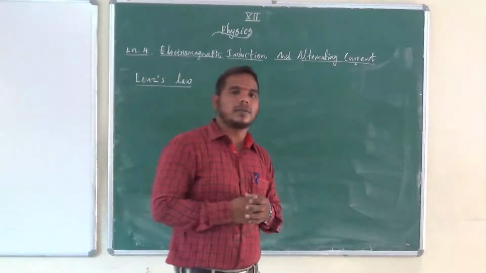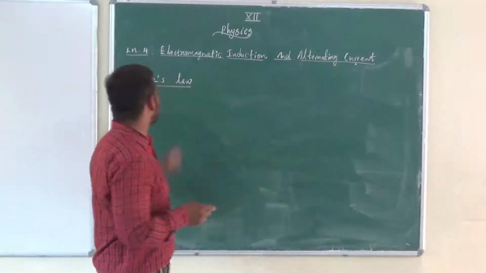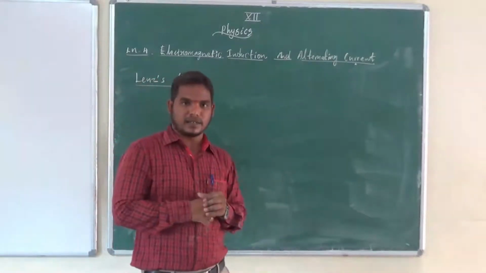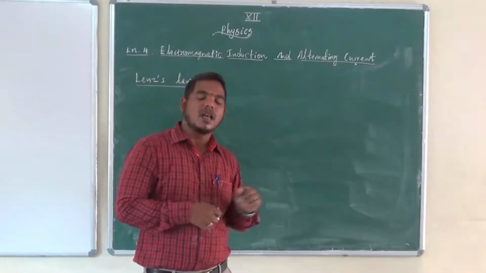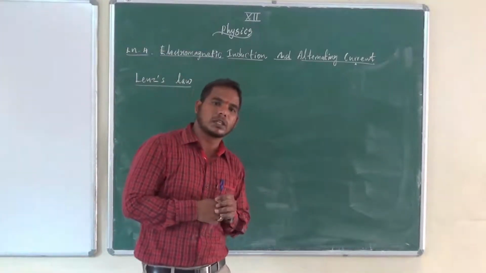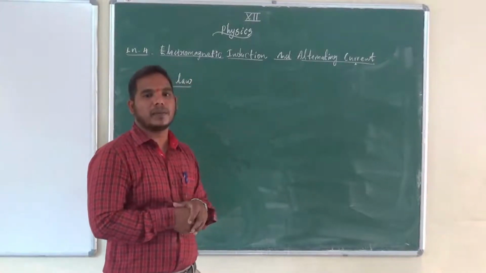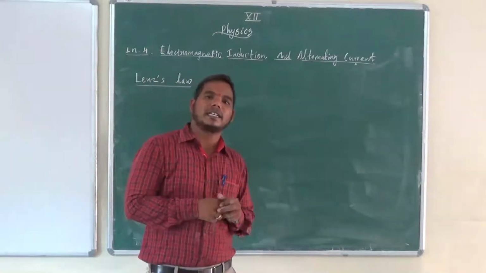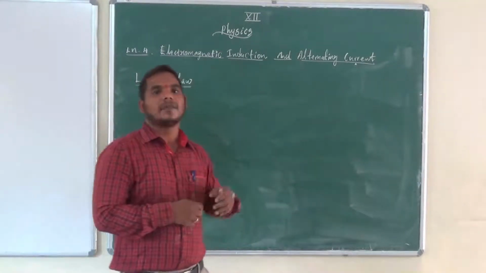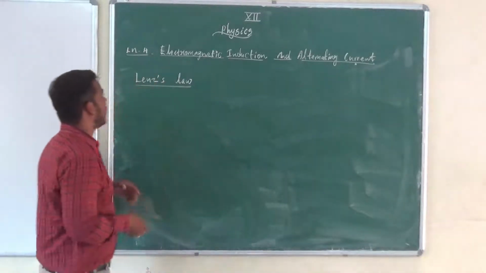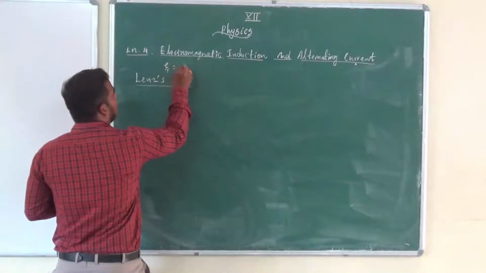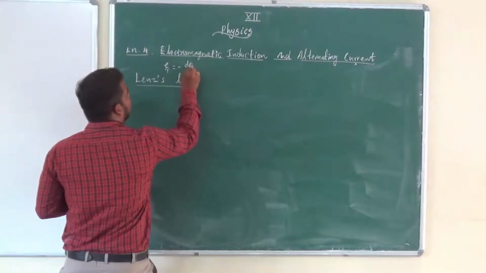Today we are going to discuss Lenz's law. Before that, let us recall electromagnetic induction. Whenever there is a change in magnetic flux linked with a closed circuit, an EMF is produced. Due to the EMF, an induced current is generated in the circuit. This phenomenon is known as electromagnetic induction. We can write the equation: EMF = -dφ/dt.